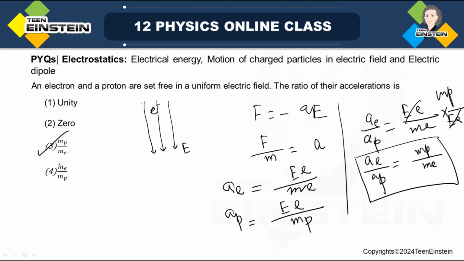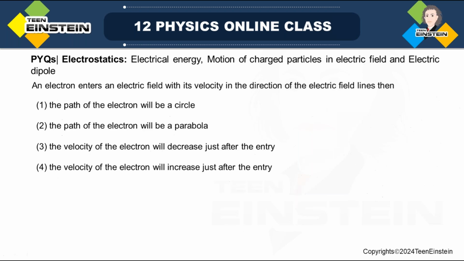mp by ma, so option 3 will be the correct answer for this question. Okay, this is another interesting problem. What is this problem saying? The problem says an electron enters an electric field with its velocity in the direction of electric field lines.